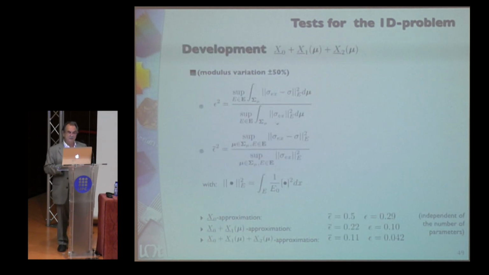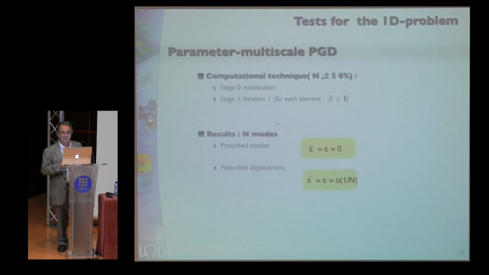Let me introduce now some kind of error, because in this case, for the 1D problem, we know the exact solution. So these quantities could be seen as a quadratic error over the parameter space. This one is a local error regarding the parameter space. And you can see the contribution of the terms that you have here. And so with these three terms, we get for the local error something about 10%, and for the quadratic one something about 4%. And now, what does the parameter multiscale give?